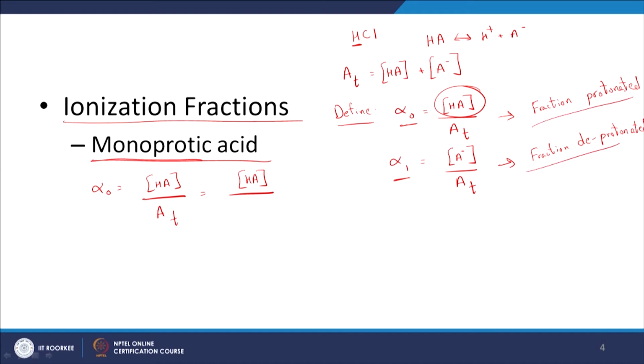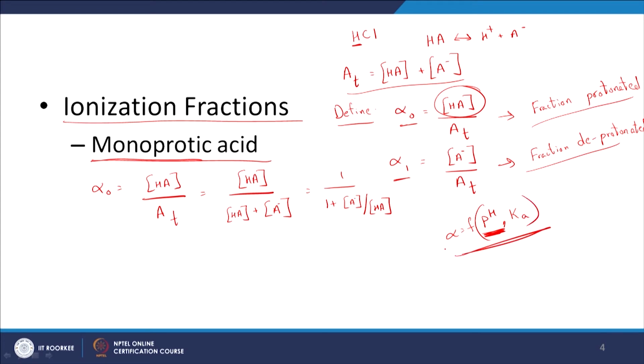Moving on, we have alpha naught equal to HA by A total, and A total we know is the total acid, HA plus A minus. Dividing by HA, we get 1 by 1 plus A minus by HA. We want to represent it in terms of pH, because we usually look at how the ionization fraction changes as a function of pH and some other constant, and the constant we usually use for acids and bases is the acid dissociation constant.